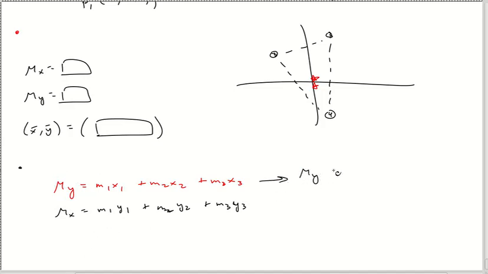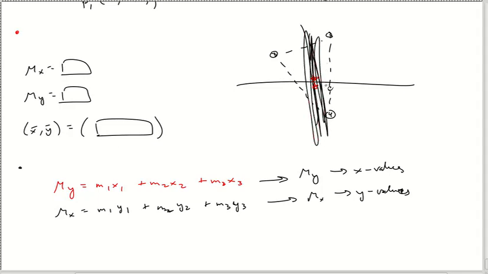Yes, My gives you an x value. It deals with the x values, and Mx deals with the y values. That is a big pet peeve of mine. Not something I can actually change because I'm just a little guy in life, but it is really upsetting to me that they do that. Now, what they're trying to say is it's the moment in terms of the axis that they give a letter of. So it would be the y-axis, and so my y-axis distances from there are x values. There's their explanation. Still upsetting.